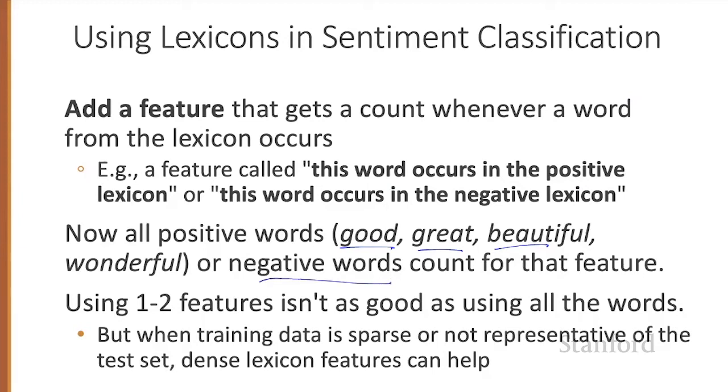And so now we've only got two features, a positive word feature and a negative word feature, where before we had lots and lots of lexical features. Nonetheless, this can be helpful when the training data is sparse, we don't have really good counts to make use of, or perhaps the training data is not representative of the test set, so we can't rely on the same words appearing in training and test. So in those kinds of cases, these dense lexicon features can help.